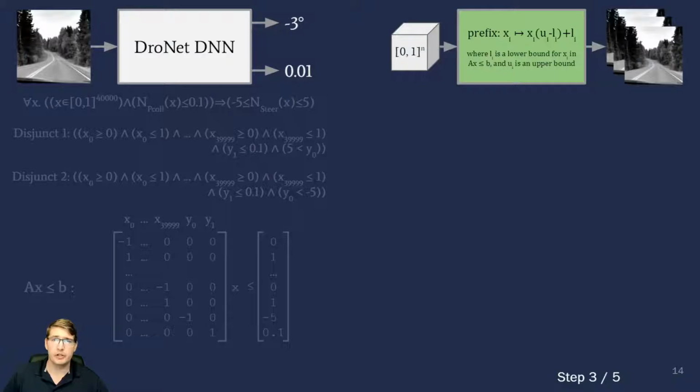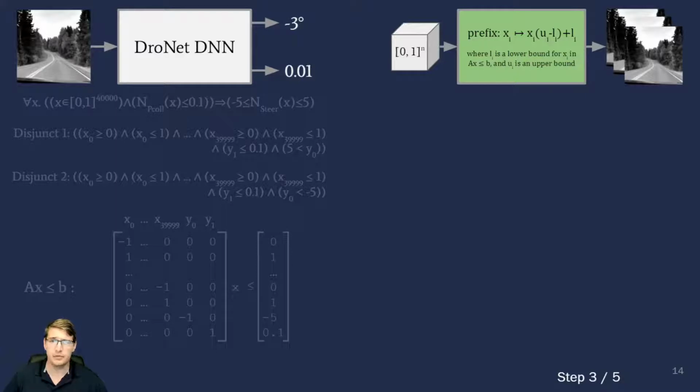For the prefix, we can use the constructed half-space polytope to build a prefix to the original network that maps points from the unit hypercube to points within a hyperrectangle that bounds the input constraints of the disjunct. This is done by extracting lower and upper bounds for each input variable and using them to define a mapping from the range 0 to 1 to the range defined by the computed bounds.